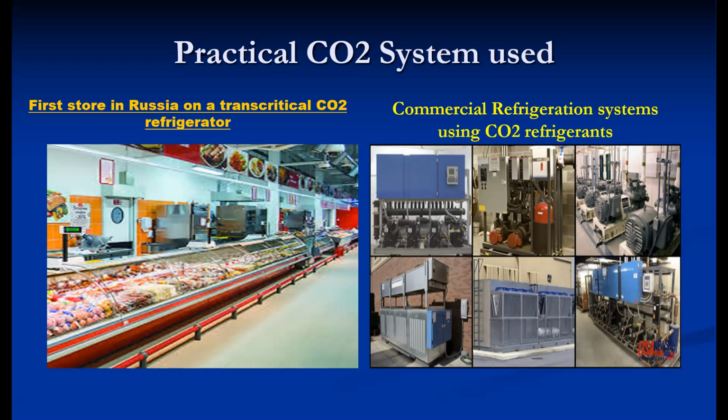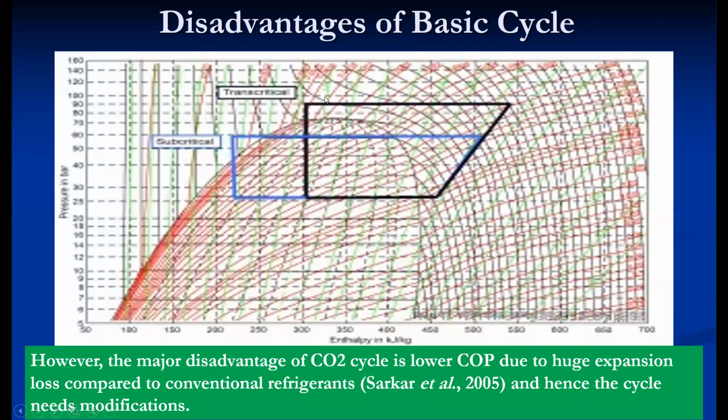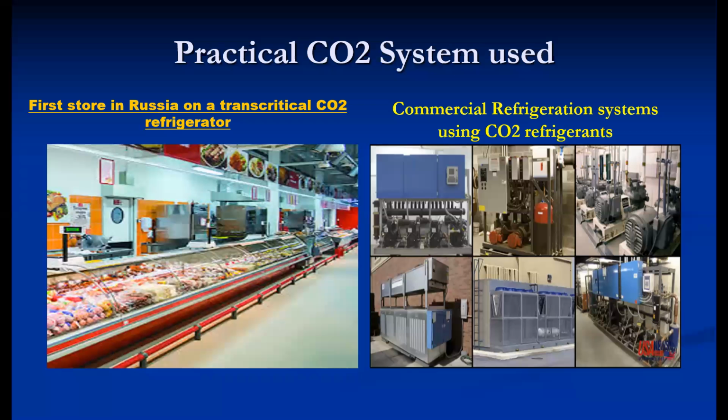The only thing is that the piping required is very heavy, because the pressure ranges are very high. On this pressure enthalpy diagram, the high-side pressure is around 80 to 90 bar, and the evaporating pressure is around 25 bar. So the pressure handled by the system is very high, and thick piping is required to withstand it. These are practical examples.